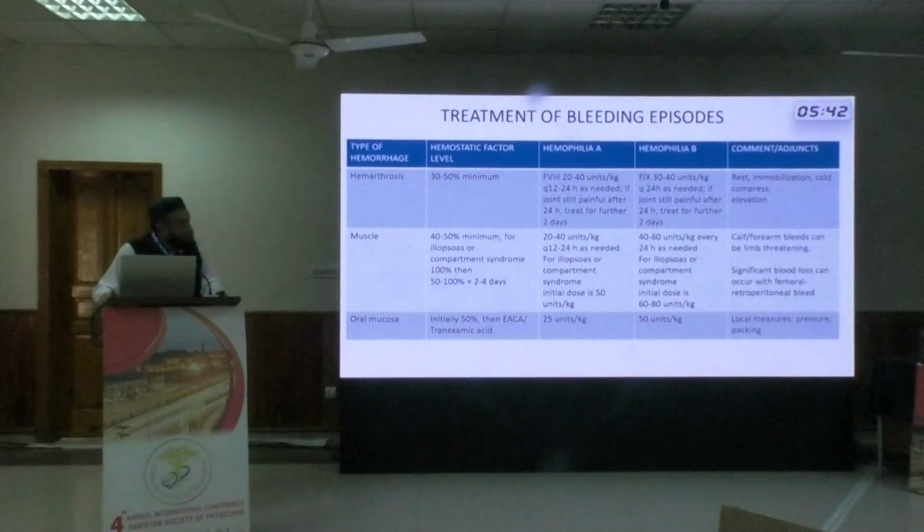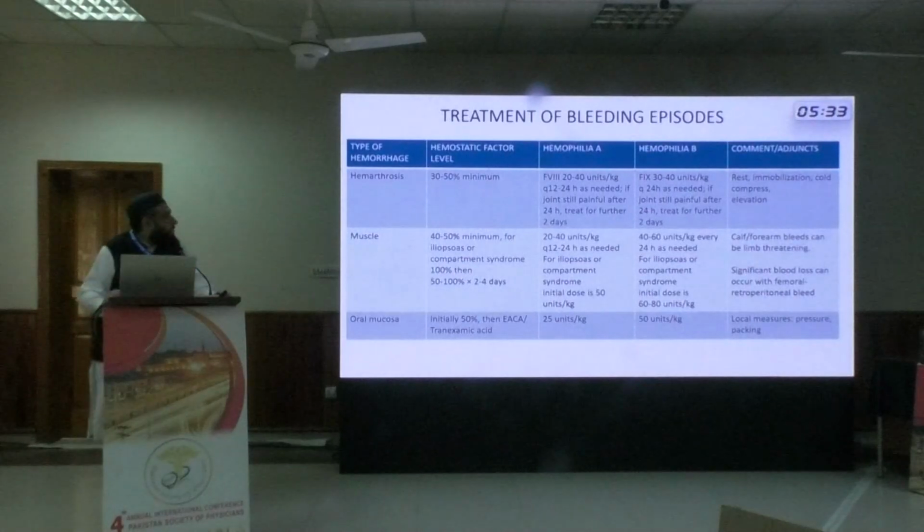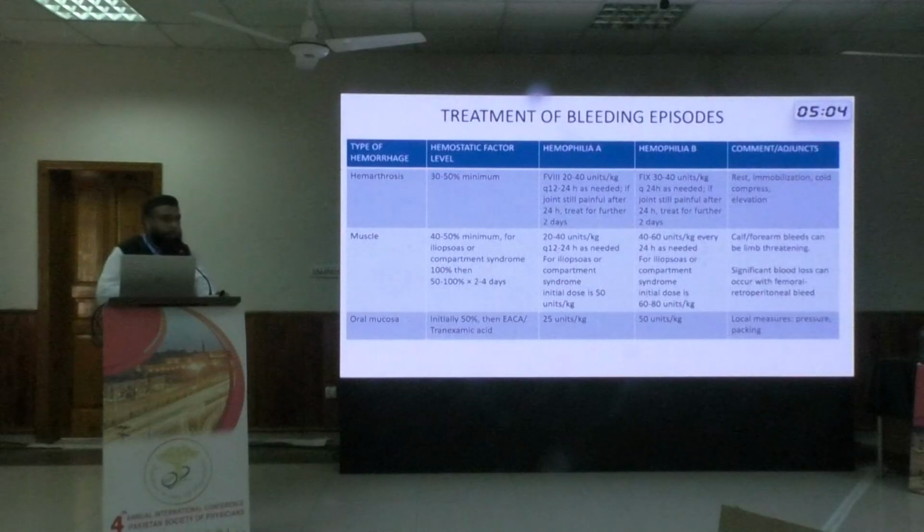These are the dosing and requirements in various bleeds. For hemarthrosis, we require a factor level of 30 to 50% at minimum. One important thing to note is that 1 unit of factor 8 increases the factor level by 2%, while in factor 9, 1 unit increases the level by 1%. So different doses are used depending on this. In hemarthrosis, factor 8 is given as per the mentioned doses, along with other supportive therapy like rest, immobilization, cold compression, and elevation.